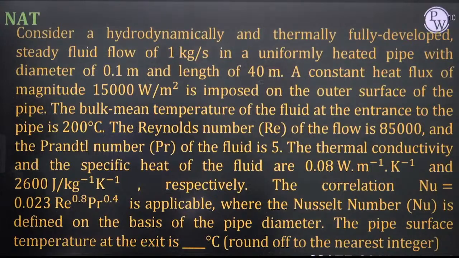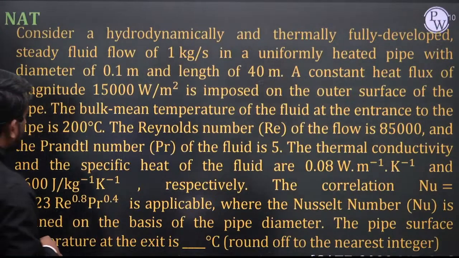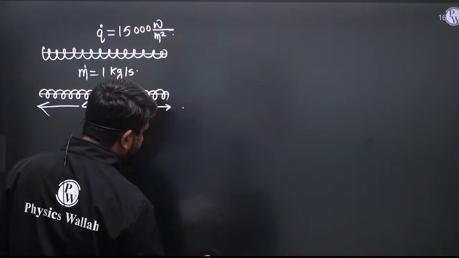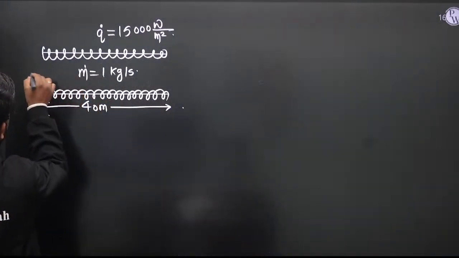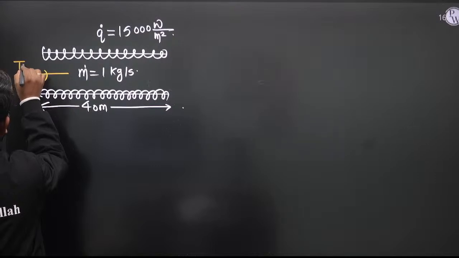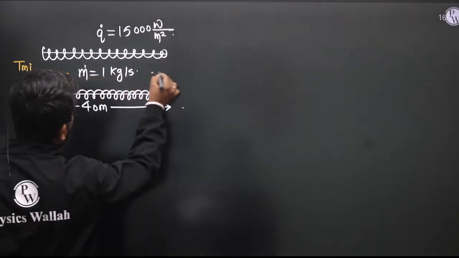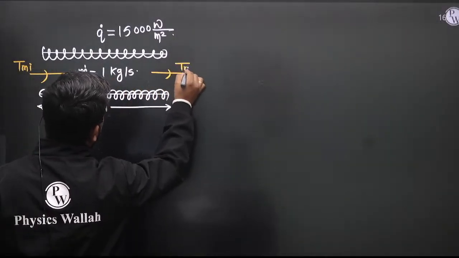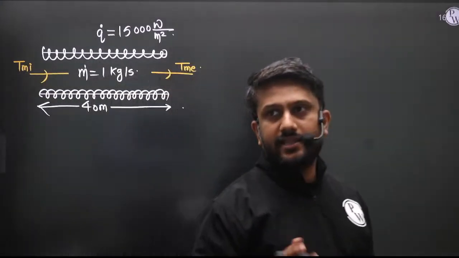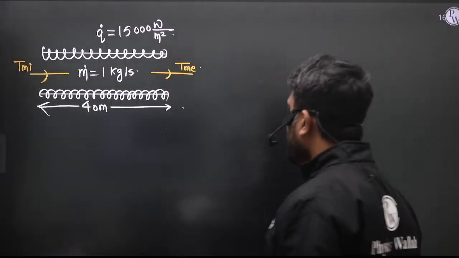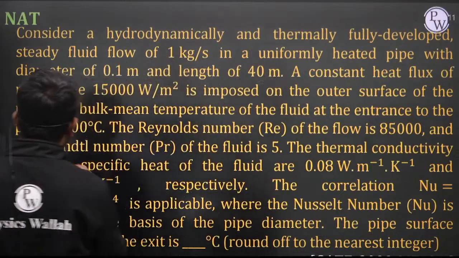The bulk mean temperature of the fluid at the entrance to the pipe, that means here, Tmi is given. So the bulk mean temperature of the fluid at the inlet is Tmi, and at the exit, that is Tme. So what is the Tmi? The Tmi is mentioned, 200 degrees Celsius.